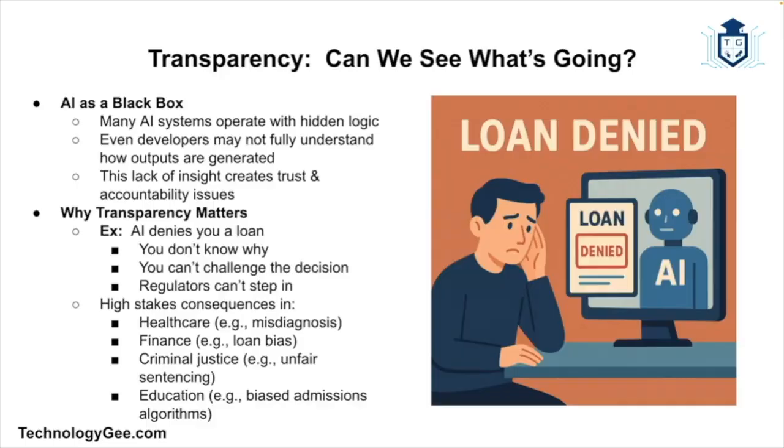All right, next let's talk about transparency. If fairness is about what decisions are made, then transparency is about how those decisions are made. And unfortunately, many AI systems today are known as black boxes, meaning their inner workings are not visible, even to the people who created them. Now, why does transparency matter? Well, let's go back to our earlier scenario where you were denied a loan. If the process isn't transparent, then you don't know why you were denied, you can't challenge the decision, and regulators cannot hold the system accountable. And that's a big deal, especially in high stakes areas like healthcare, finance, criminal justice, or education.